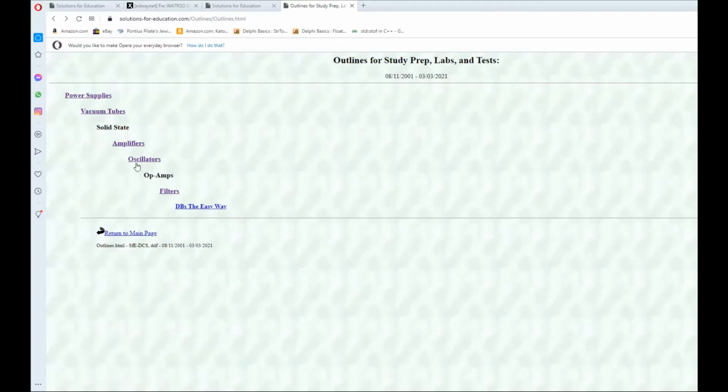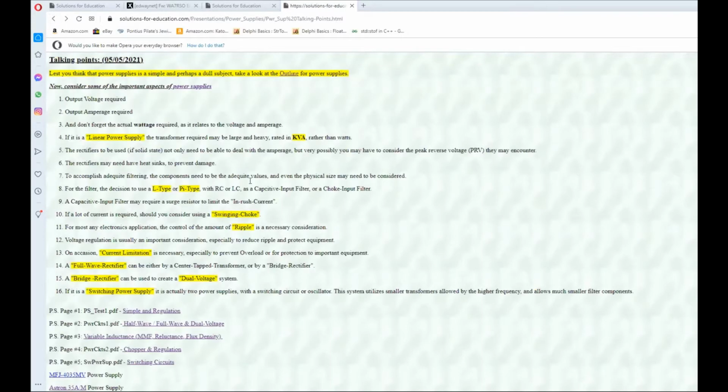Then you've got amplifiers, oscillators. And by the way, an oscillator is an amplifier with positive feedback. That's all there is to it. And then dB's, Ohm's law. We've had that before. Oh, let's go on back here.